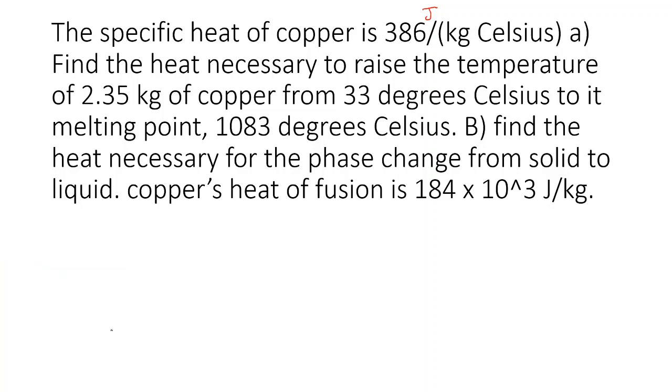So let's start by taking our specific heat of copper, which you can also find on the chart that I provided you with. It's 386 joules per kilogram Celsius degrees. And then we're going to use a little bit of unit analysis. Again, this is specific heat.